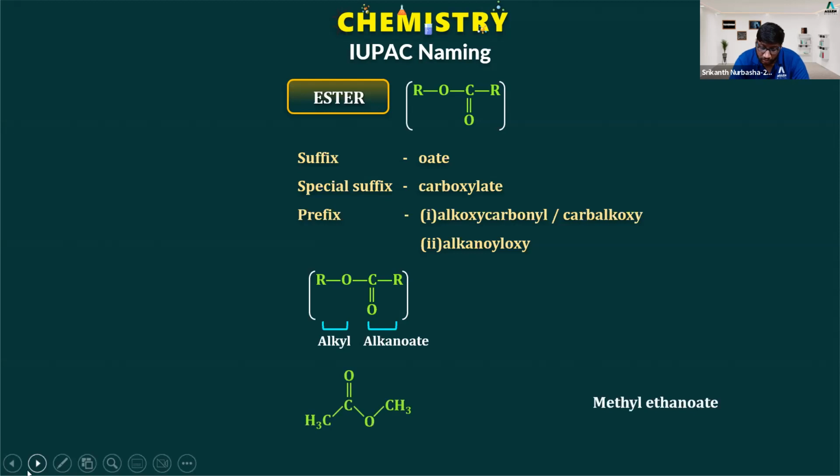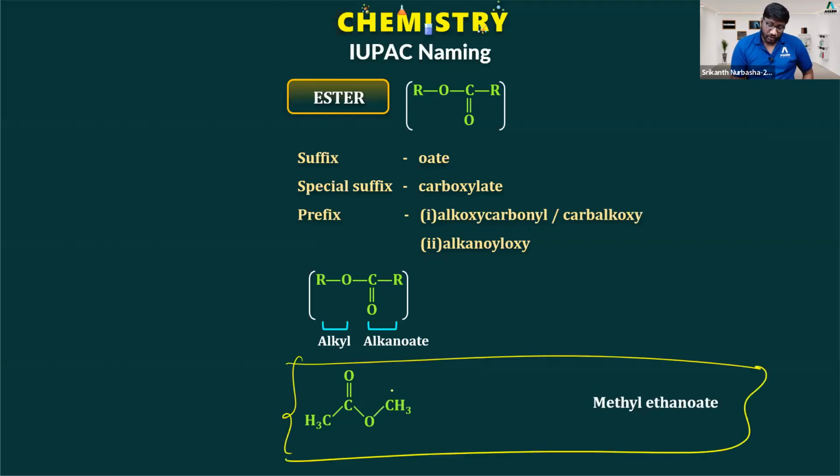Try to name this compound: CH3C double bond O, OCH3. 2 carbons are there, so ethanoate and 1 methyl. So methyl ethanoate is going to be the correct name for this particular compound. Is that clear or not? Alkyl alkanoates: wherever you have the larger number of carbon atoms, there you treat it as the alkanoate group. The RC double bond O group is said to be the alkanoyl group, and OR is the alkyl group.